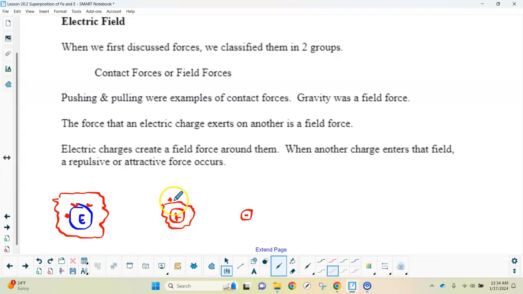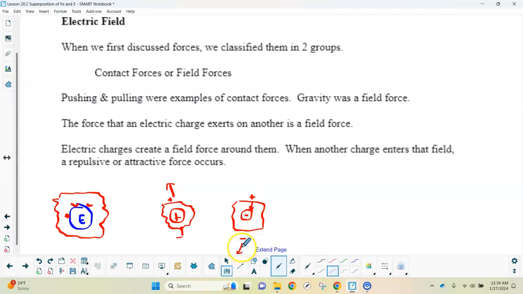So if this is positive and this is positive, that would repel it. If you put a negative charge over here, it would attract it. And then same idea for the negative. We have this field around it, and if we put a positive charge close enough to it, it would attract. If we put a negative charge close enough to it, it would repel.